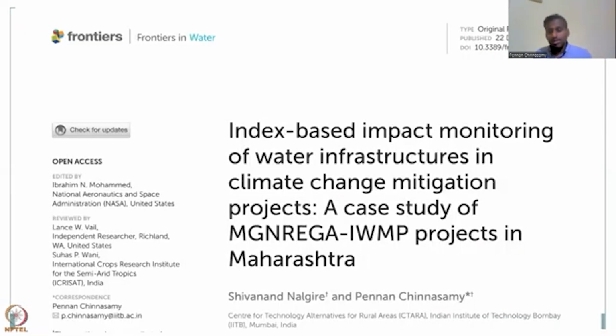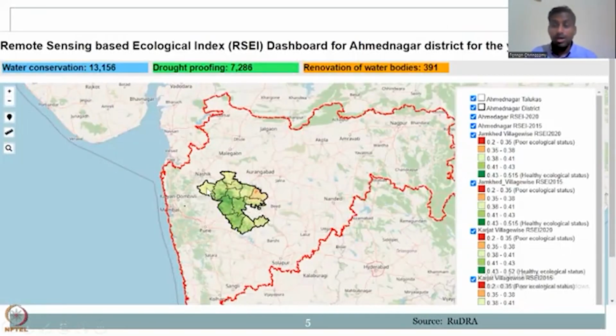So this has been published as a paper, index-based impact monitoring of water infrastructures in climate change mitigation projects, a case study of MGNREGA IWMP projects in Maharashtra. We selected Maharashtra because while the student was working in Maharashtra, we were able to get a lot of data that is very important for this project. So just getting data from remote sensing is not key. We also needed to get and evaluate these schemes. These schemes are present, but we have to make sure that they actually were done properly. Or if it's just a number of, let's say, 7,286, we need to be careful if that actually has some potential on the ground.